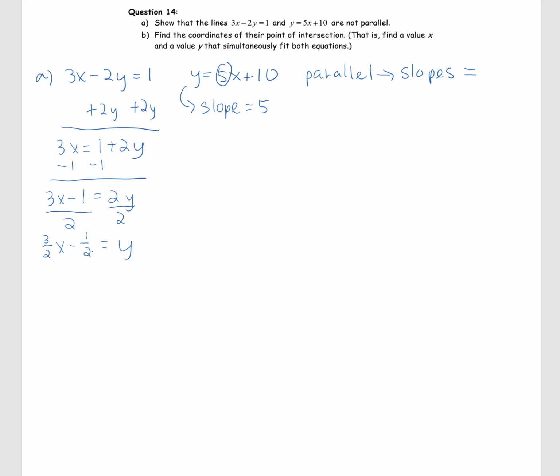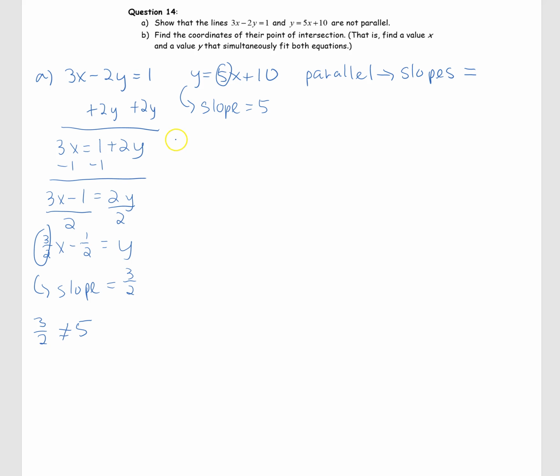And so this is a little backwards, but it's still in the form y equals mx plus b. And so we can see that for this line, our slope is 3/2. So we can see that 3/2 is not equal to 5. So therefore, our lines are not parallel.